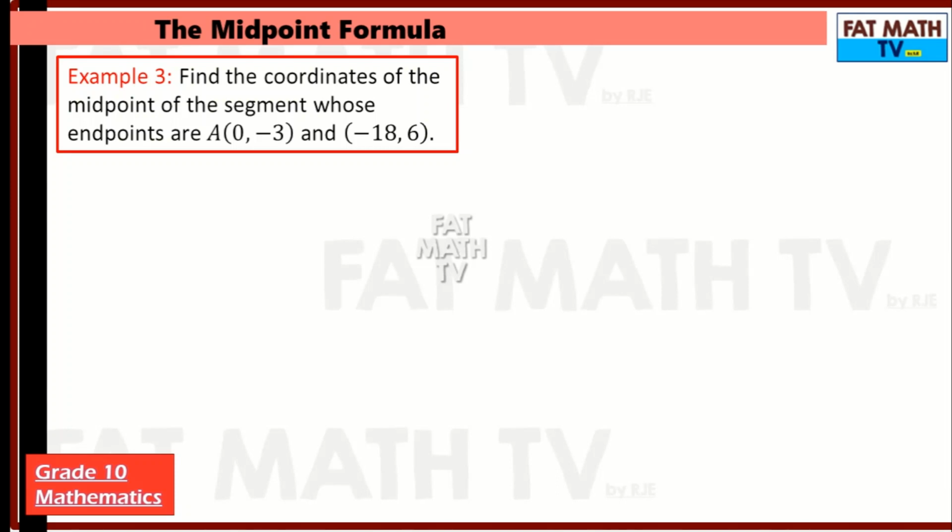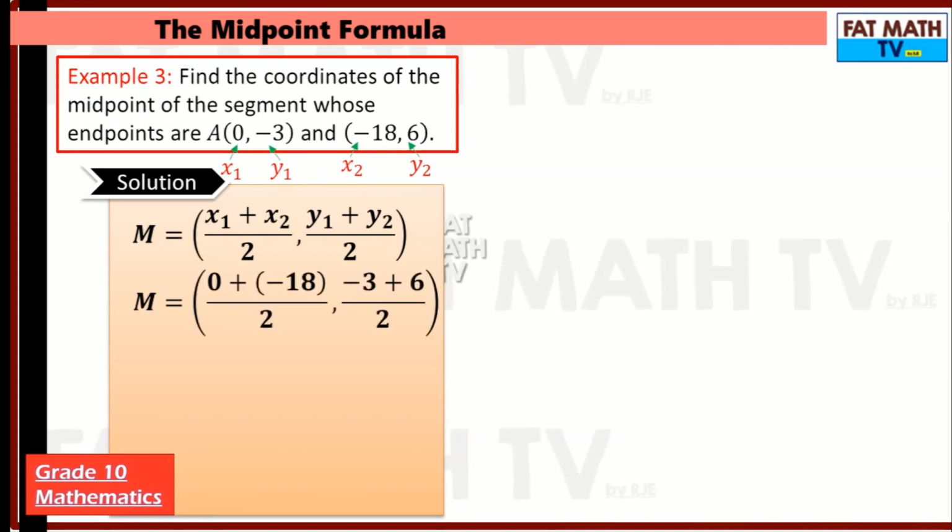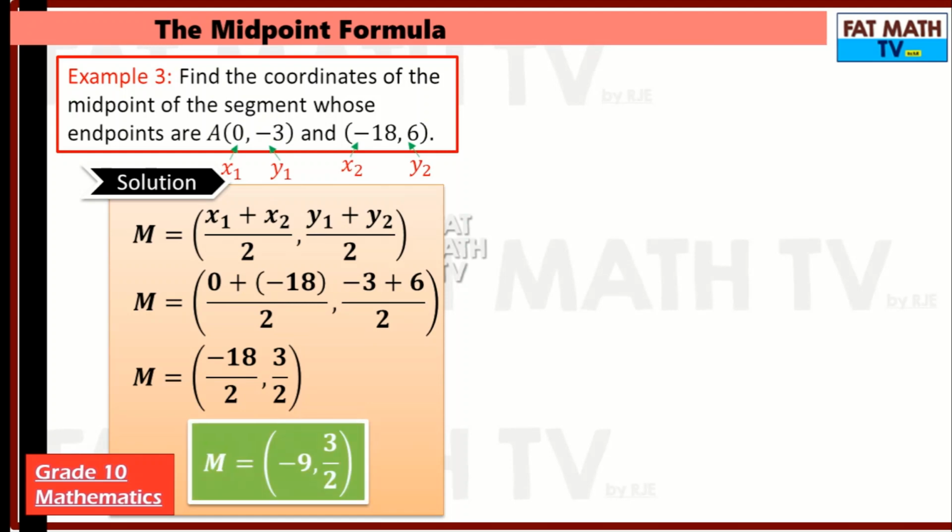Another example. Find the coordinates of the midpoint of the segment whose endpoints are 0, negative 3, and negative 18, 6. So 0 plus negative 18 divided by 2, and then negative 3 plus 6 divided by 2. So negative 18 divided by 2 and positive 3 divided by 2. So you will have negative 9, 3 halves.